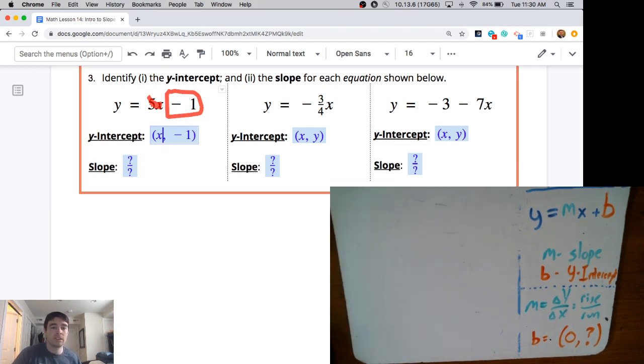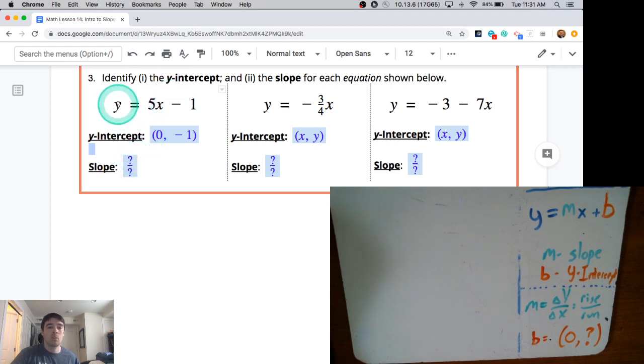So one of the nice things about building these equations in y equals form is that whatever number is all by itself, the b, is automatically representing my y-intercept. The second thing I'm asked to figure out about this y equals 5x minus 1 equation is what is the slope, the rate of change.